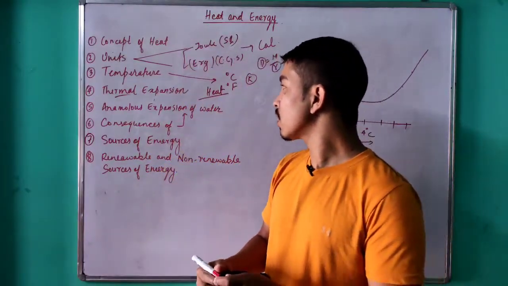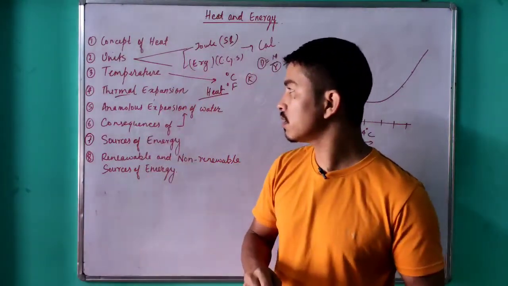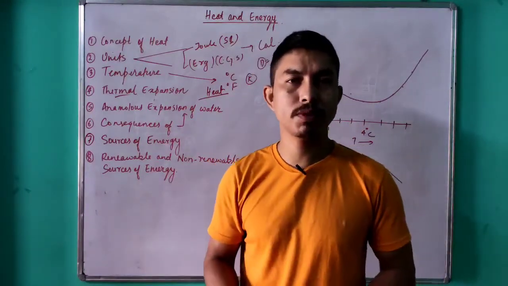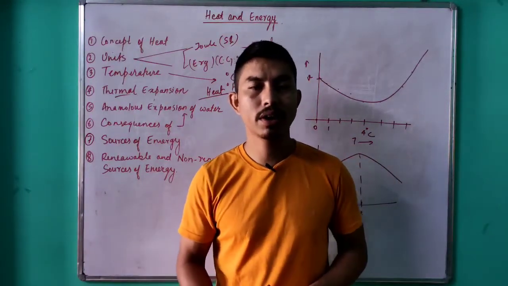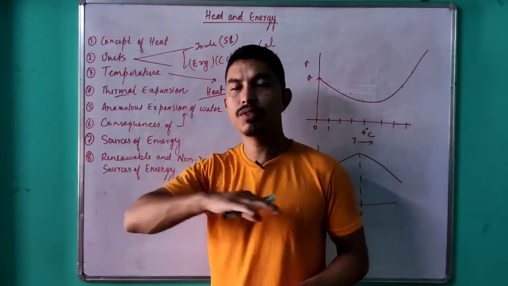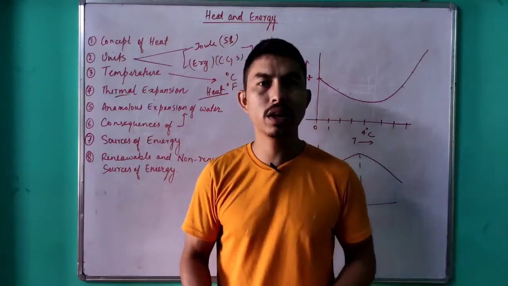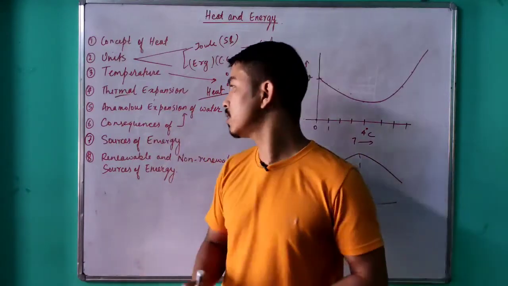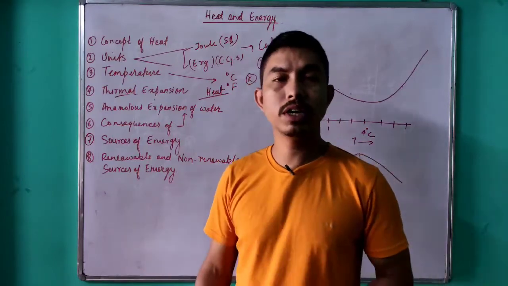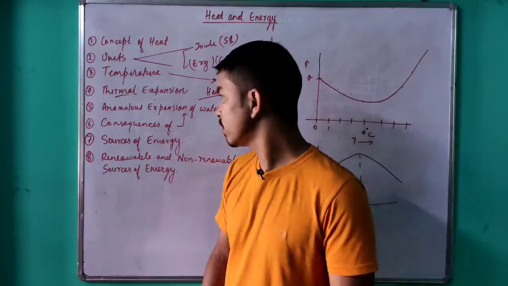Now coming to the consequences of thermal expansion, the anomalous expansion of water. It is only because of the anomalous expansion of water that aquatic life can survive in cold countries. You have seen that the upper layer of a pond freezes, but the lower layer still remains liquid. It is because of the anomalous expansion of water. It is given in detail in the book, you may go through it.